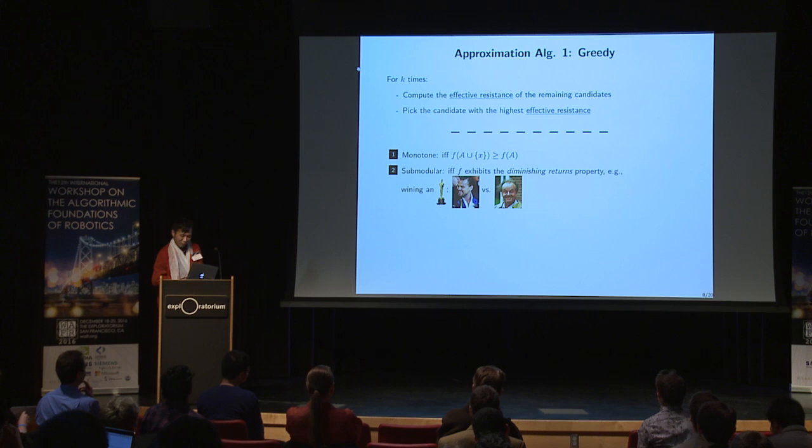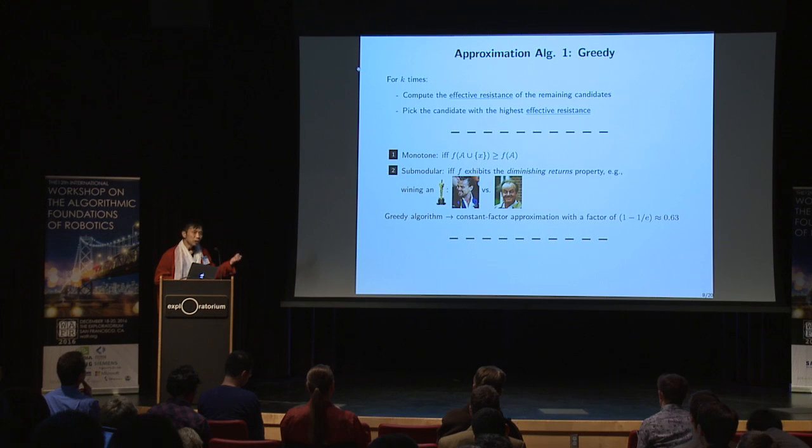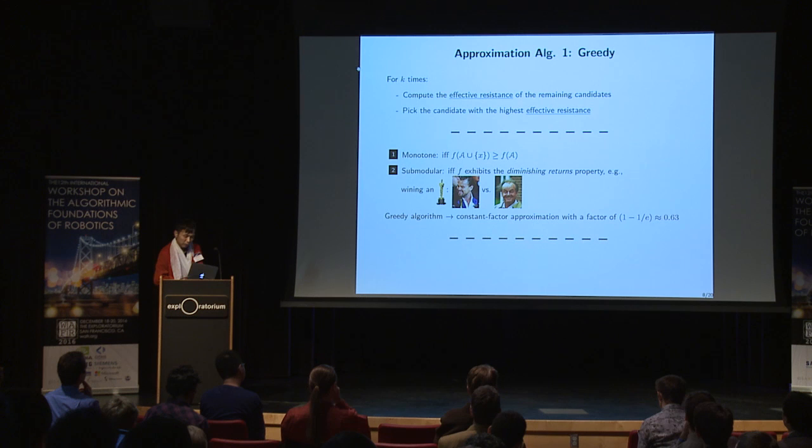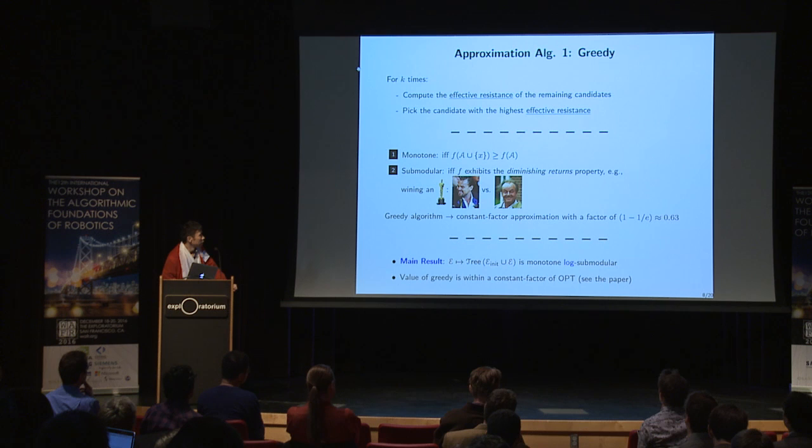With this submodularity property, in the early 60s, there's a proof that this greedy method can give some kind of guarantee. So in this work, we prove that this function is actually a monotone log submodular. And because of that, we can say the greedy method for our case can provide a constant factor of optimality.